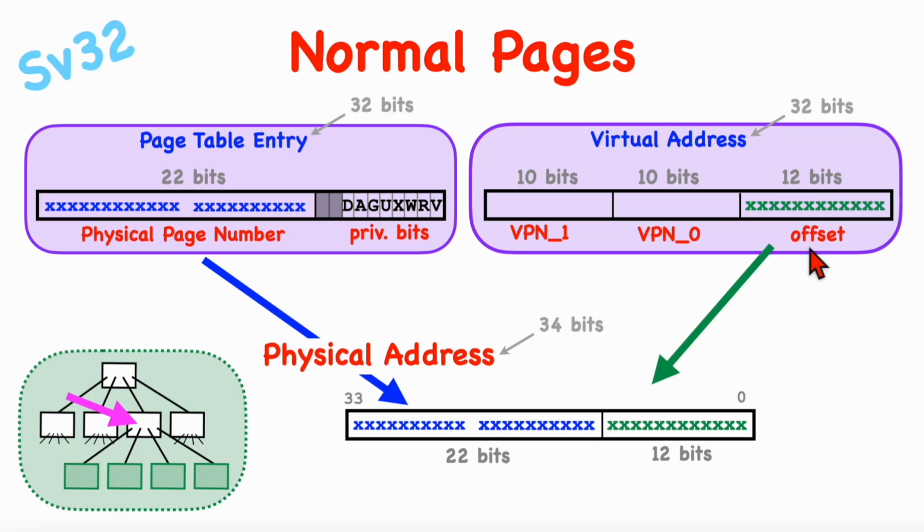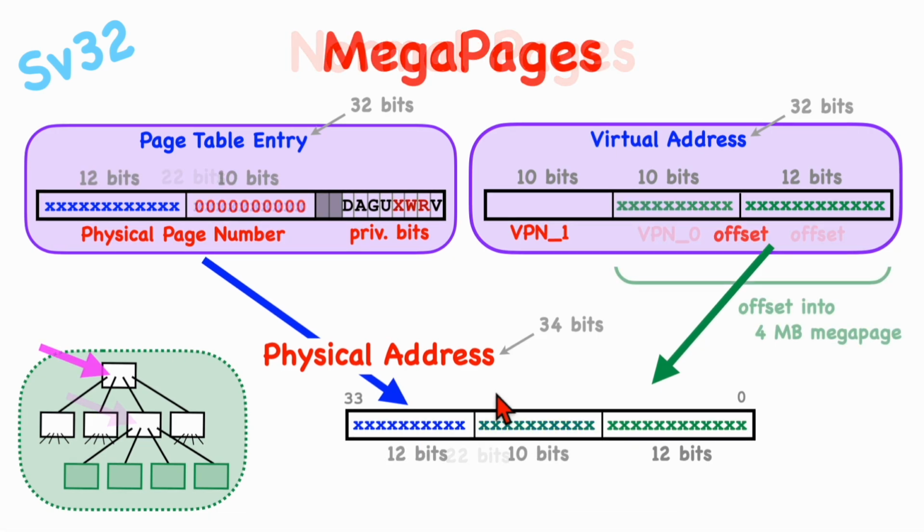So the memory management unit will take the 22-bit physical page number from the page table entry and the 12-bit offset from the original virtual address, and it will combine them to form the 34-bit physical address as shown like this. Now let's suppose instead that we encounter a mega page.